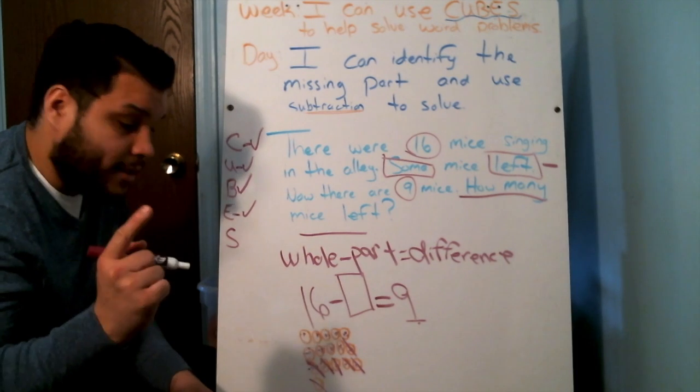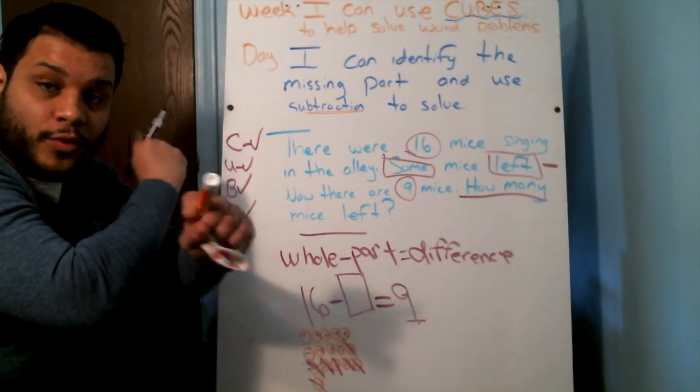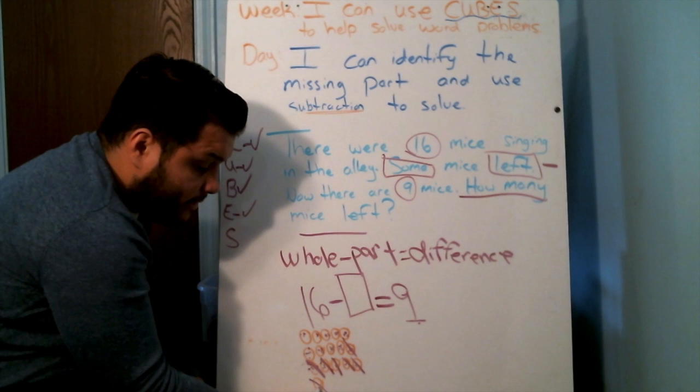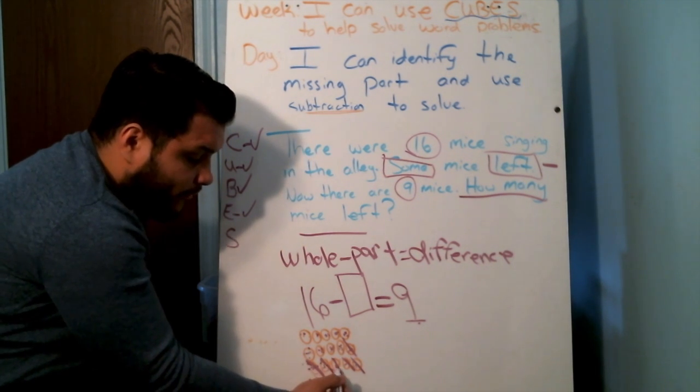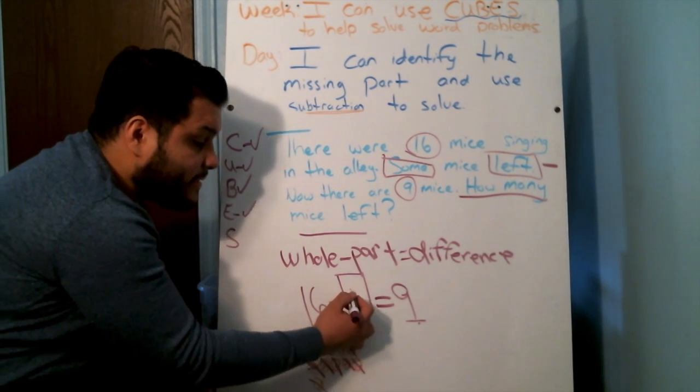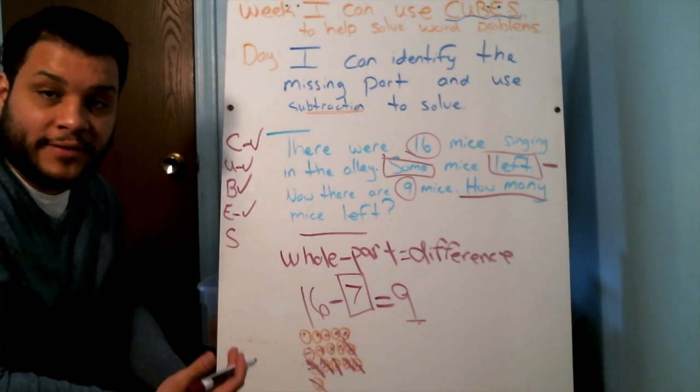My second number is going to come from how many did I cross out. So let's count. We crossed out 1, 2, 3, 4, 5, 6, 7. We crossed out 7 of these.